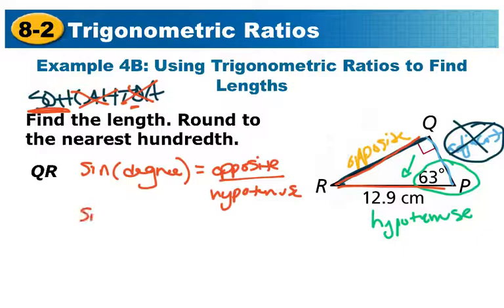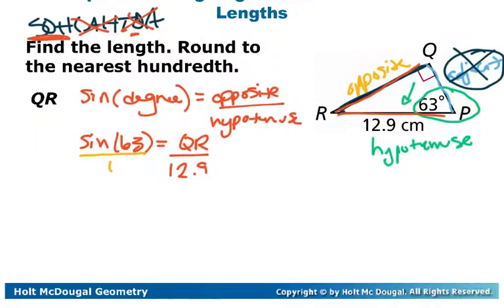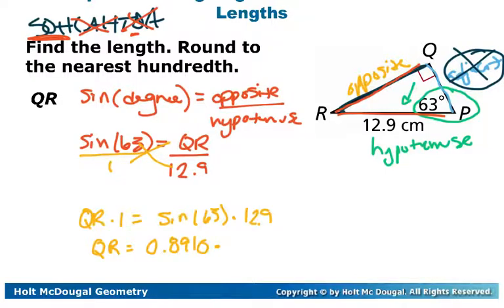So filling that in, that means that we're going to have sine of the 63 degrees they gave. That's going to equal the opposite side length, which is known as QR, since we don't know it, over the hypotenuse, which is 12.9. Again, solving this like a proportion. If I cross multiply, I'm going to get QR times 1, and then sine of 63 times 12.9. So to simplify, my left side is just QR, but my right side is sine of 63, again in degree mode. So 0.8910 times 12.9. And so I can evaluate this number by multiplying. And I get a length of QR equal to 11.49.